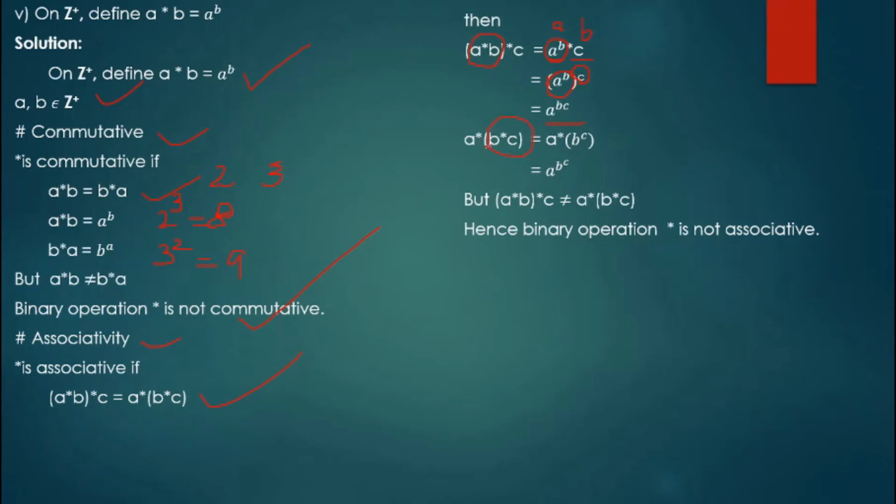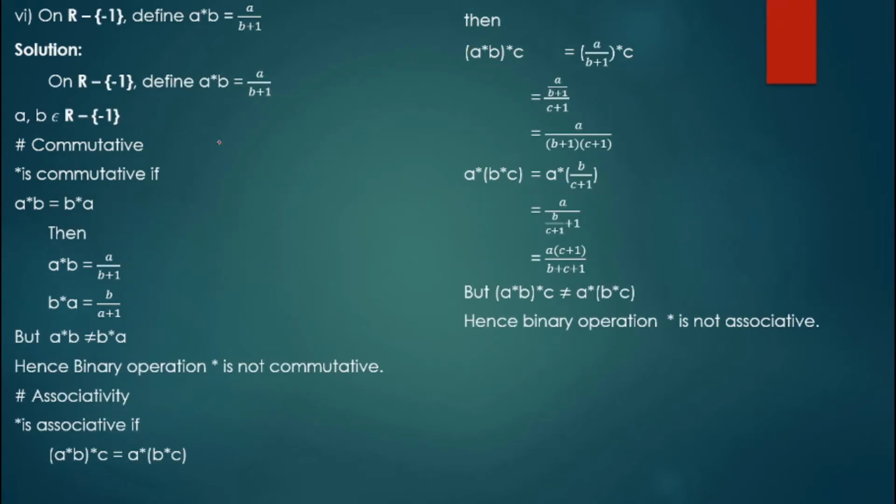Okay, B raised to C. So again this is A and this is B. So A star B is what defined over here? A raised to B. So what is A? A itself. And what is B? B raised to C. That is this thing. So can we say these both are equal? No, these both are not equal. So hence A star B star C is not equal to A star B star C. Hence binary operation star is not associative.